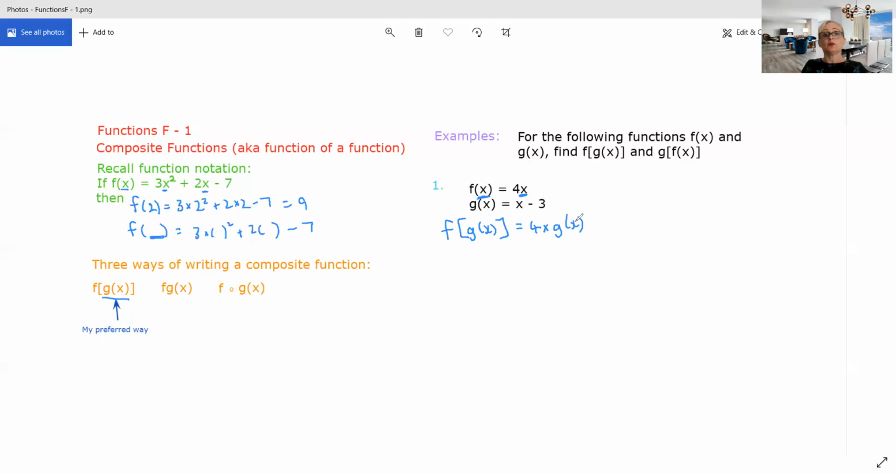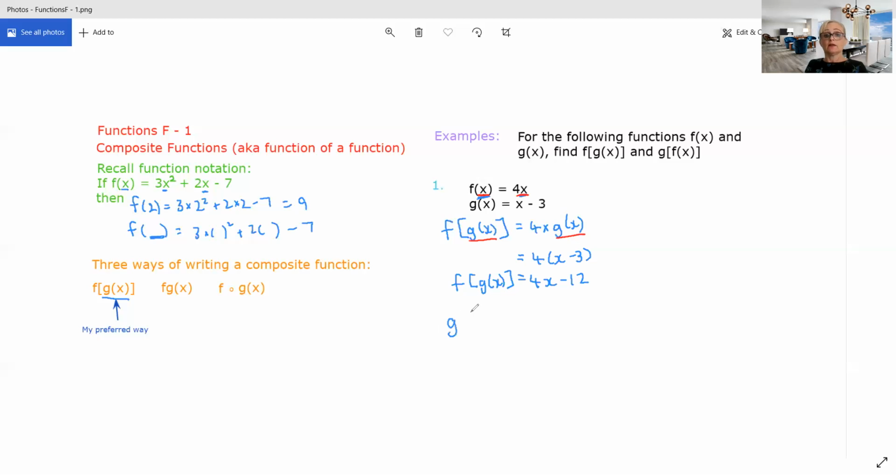It might help to use colours to help you just remember this is like your x. Now we can sub in the fact that, well, g of x actually has a rule that we know. G of x is our x minus 3. Now you can leave it like that if you really like, or I would be inclined to expand that out. So f of g of x is 4x minus 12.